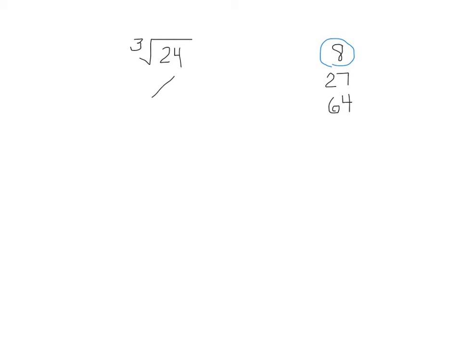Therefore, I'm going to break apart the cube root of 24 into the cube root of 8 times another cube root. How many times does 8 go into 24? It goes in 3 times. So the cube root of 24 is the same as the cube root of 8 times the cube root of 3. The cube root of 8 is 2, because if I multiply the number 2 by itself 3 times, I get the number 8.